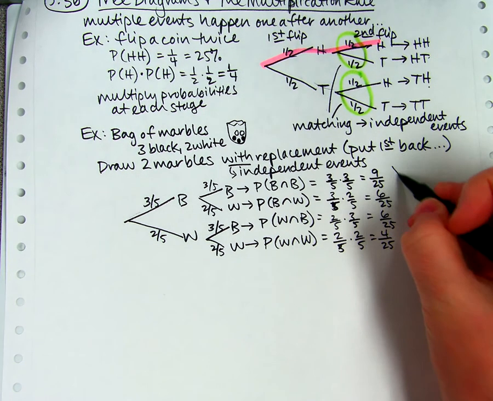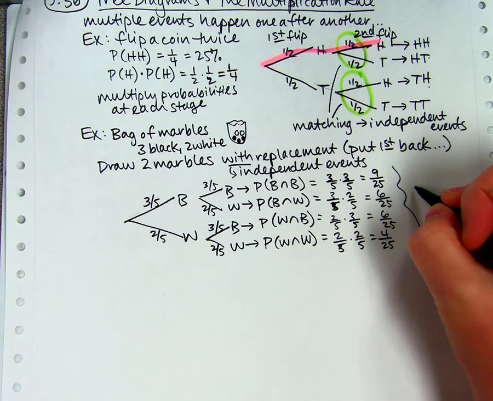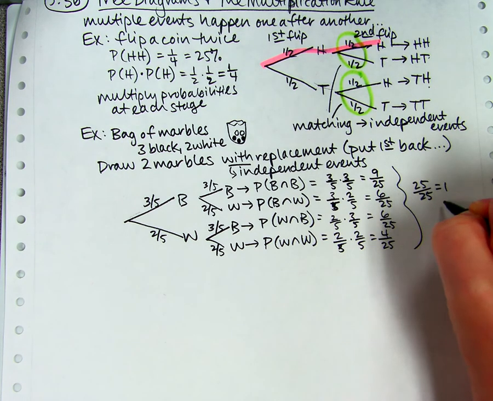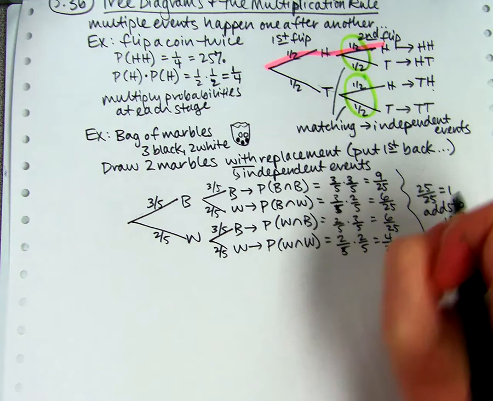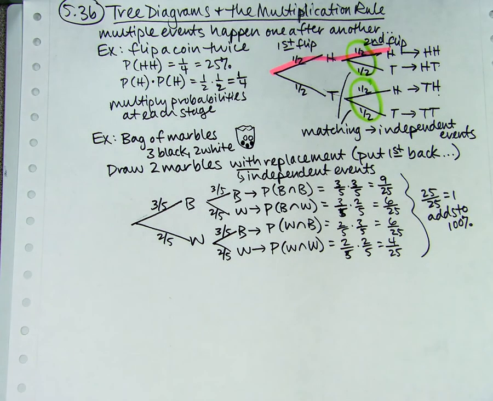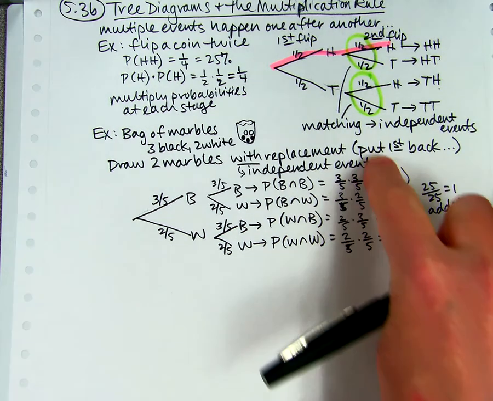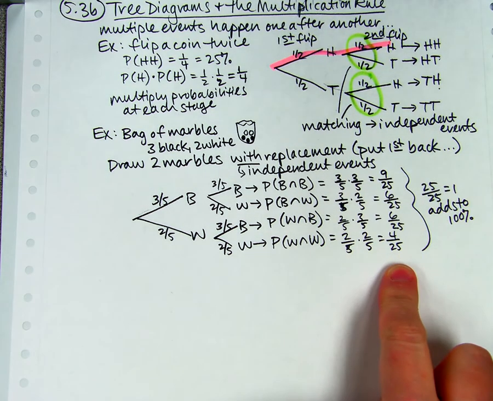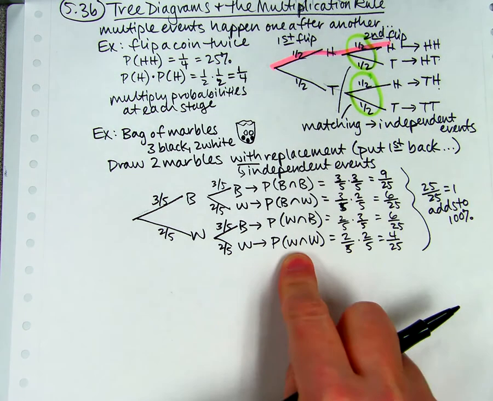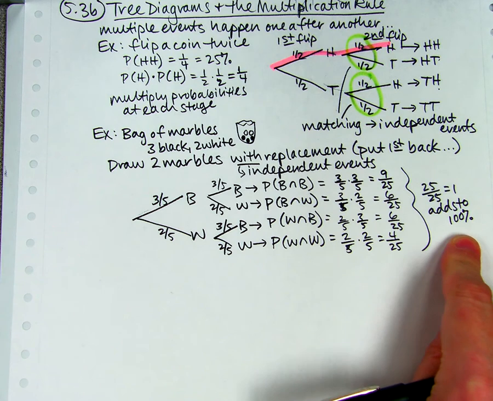If I add all of these together, I get 25 out of 25, which is 1. It adds up to 100%, which, as we learned in lesson 5.1 or 2, that's how you can tell it's a valid probability distribution. Here's the complete and disjoint list of all the things that could happen and their probabilities, and they add up to 100%. And then again, I could add 2 branches together if needed, depending on the situation.